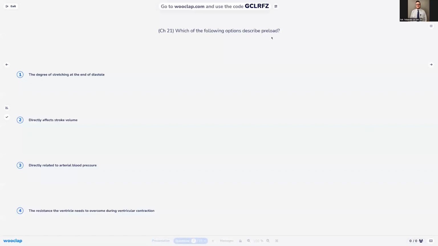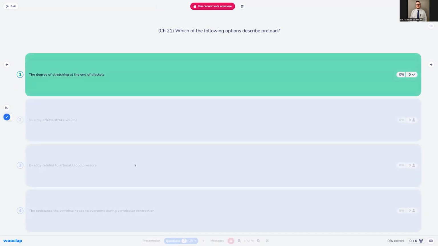So which of the following options describe preload? Which one of these describes preload? Again, pause the video, take your time. You'd answer the degree of stretching at the end of the diastole. Again, diastole, systole. Systole is the contraction part. Diastole is the filling of the heart. And mostly we're always talking about the ventricles because they're the true workhorses. The true movement of blood comes from them. That's preload.